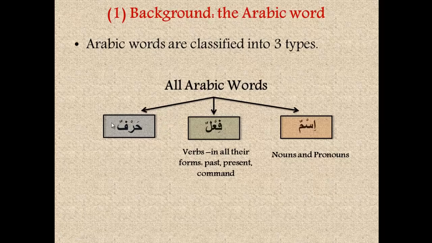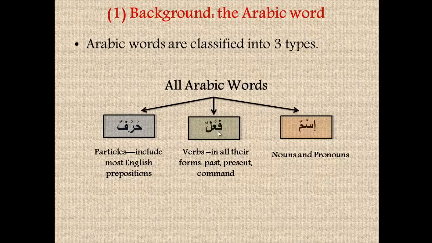And lastly, we have the group harf. Now, the best translation is a particle, even though this word is kind of obscure. But just know for now that a harf, this group includes most English prepositions. So things like from, to, with, things like that, about, will fall under this category of harf.